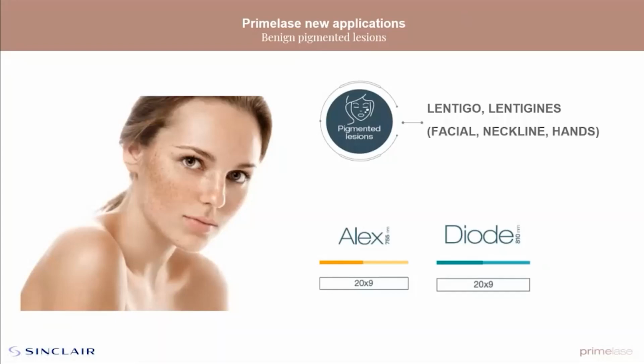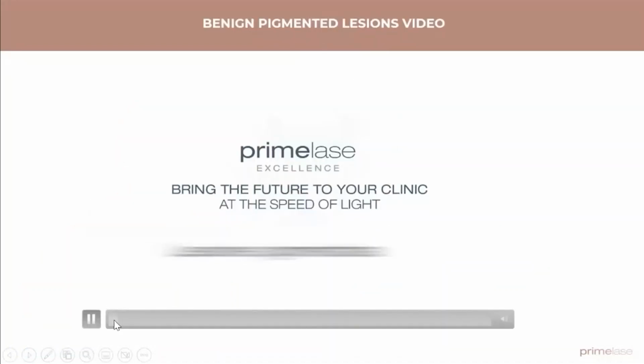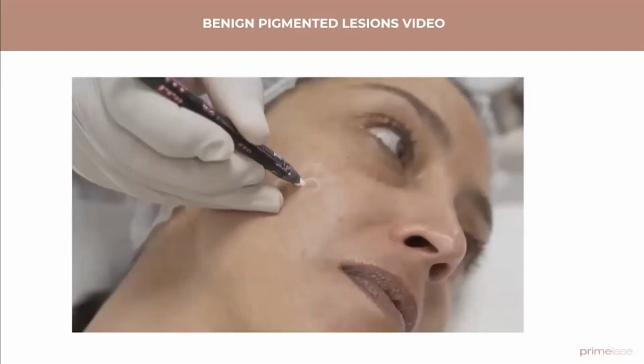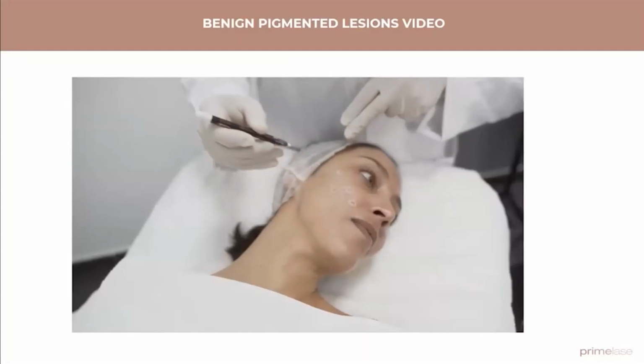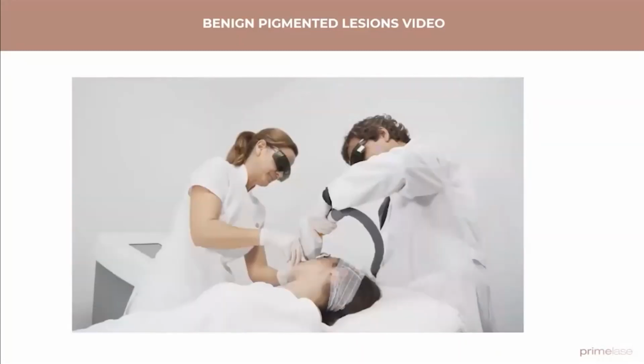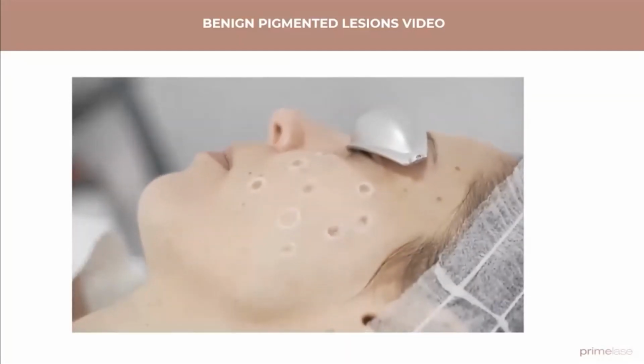Let's think logically: which chromophore are we working on when treating pigmented lesions? Melanin, hemoglobin, or water? It will be melanin. Which are the most indicated wavelengths for treating melanin, Alex or diode? And just so you see how this treatment looks really easily, we mark the pigmented lesions. We have this spatula, really useful for focusing the energy only on the treatment area.